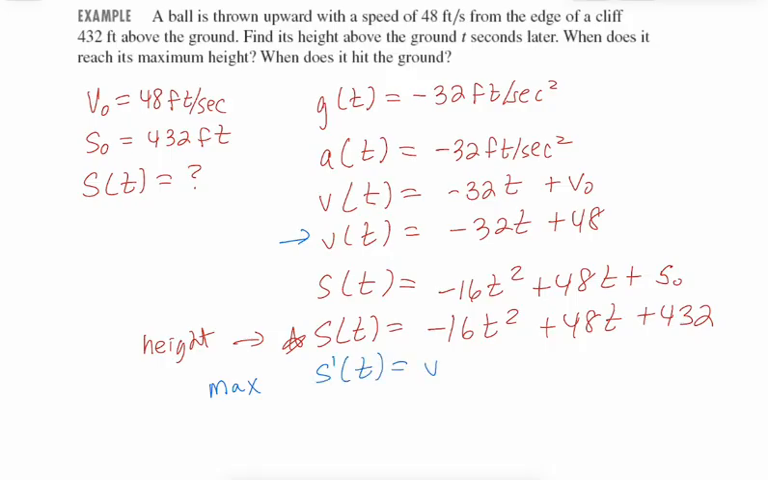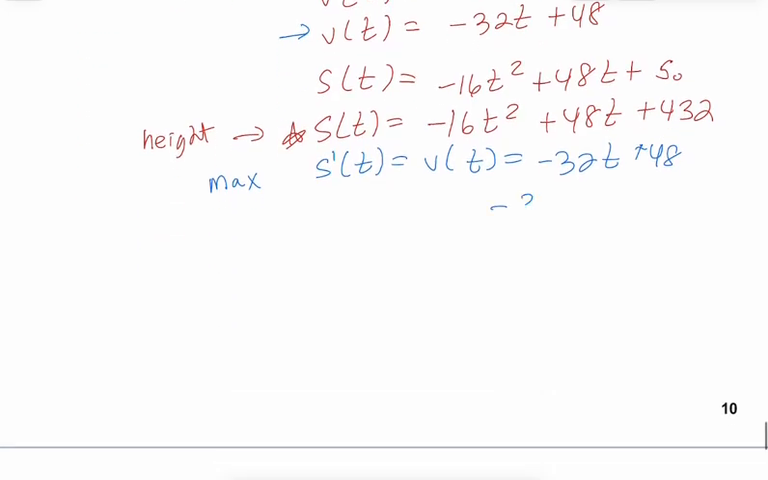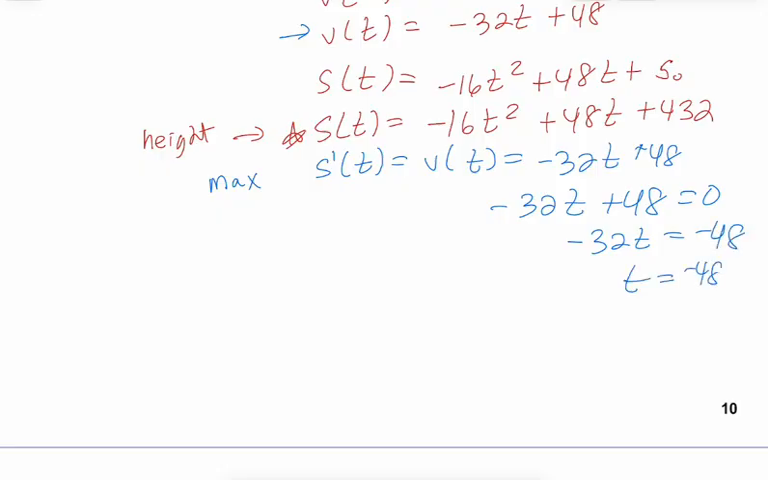We know the first derivative is our velocity, negative 32t plus 48. Remember from our derivative applications, a critical number occurs where the first derivative equals 0, or is undefined, but this is always defined. So where does negative 32t plus 48 equal 0? Well, that's negative 32t equals negative 48. So t equals negative 48 over negative 32. You better get a positive time or you did something wrong.